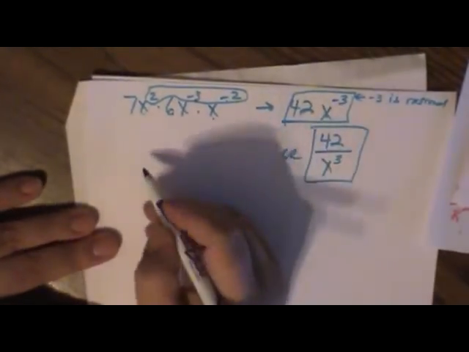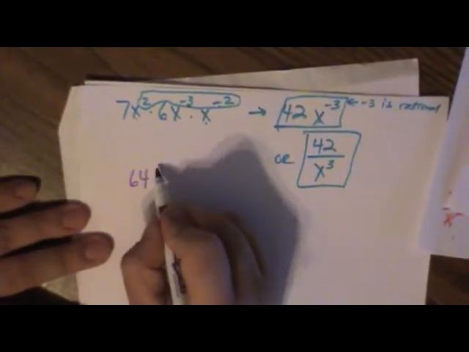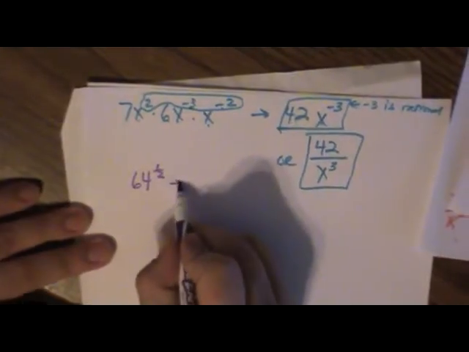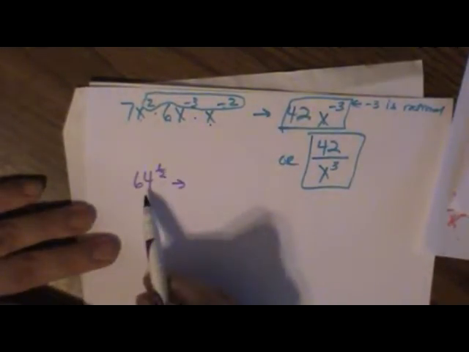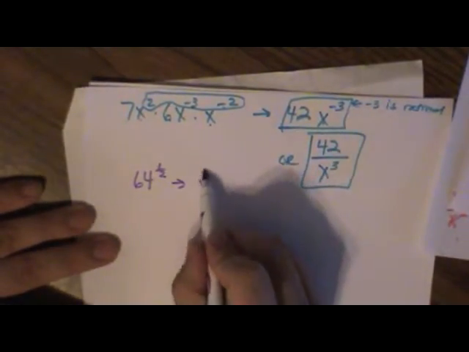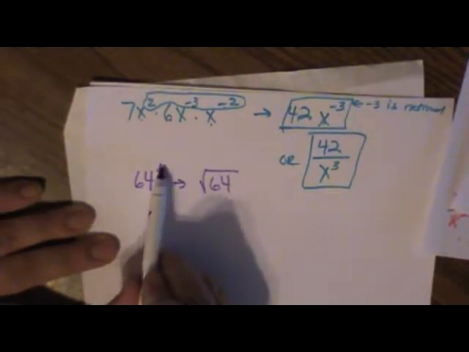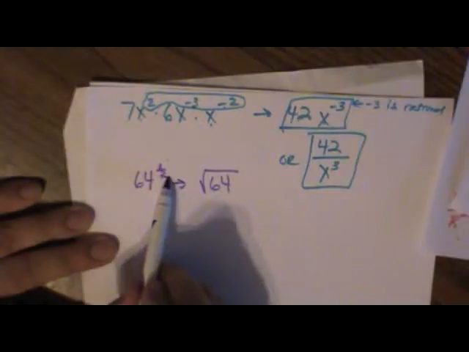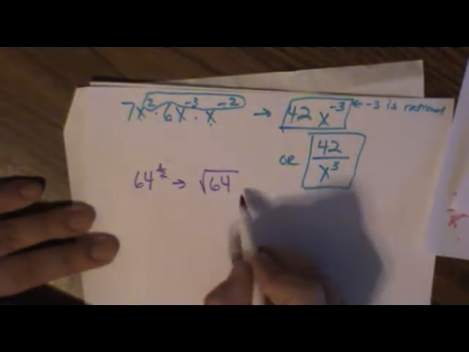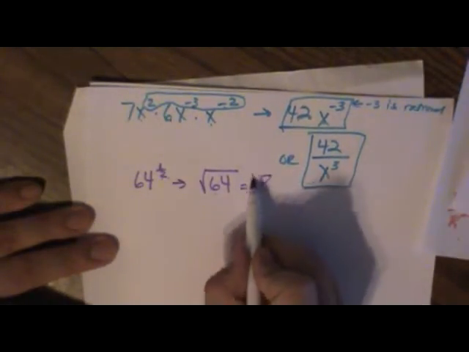Let's try this one. We have 64 to the 1/2 power. We're not used to seeing them this way. We could rewrite it if you wanted to look like this. What is the square root of 64? Because 1 is the power, 2 is the root. So it's the square root. The square root of 64 is 8.